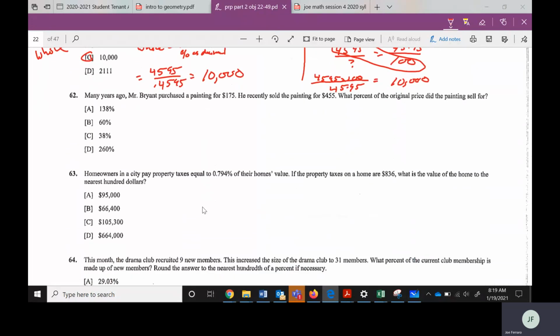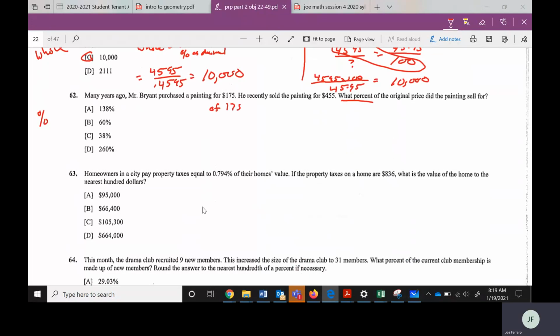It says, Mr. Bryant purchased a painting for $175. He recently sold a painting for $455. What percent of the original price did the painting sell for? So key here is, it says what percent, so it's going to be a percent. Of the original price. So after the word of is original price.